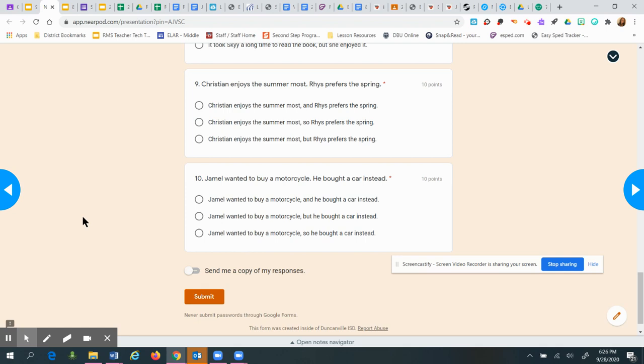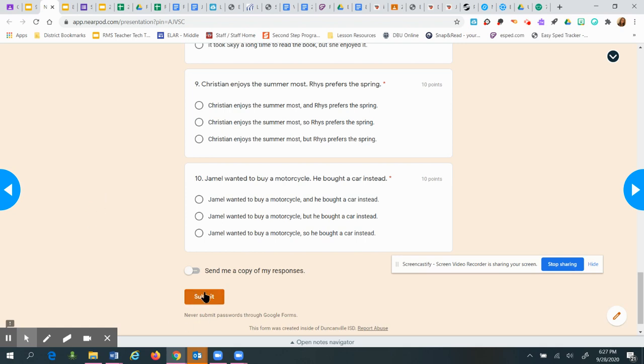Number 10: Jamel wanted to buy a motorcycle. He bought a car instead. Jamel wanted to buy a motorcycle, and he bought a car instead. Jamel wanted to buy a motorcycle, but he bought a car instead. Jamel wanted to buy a motorcycle, so he bought a car instead.